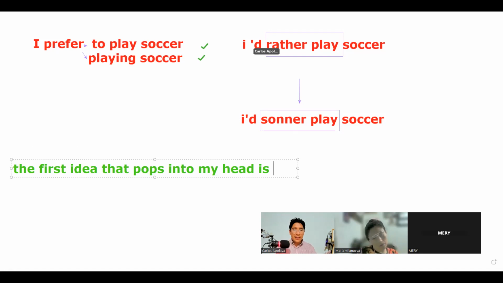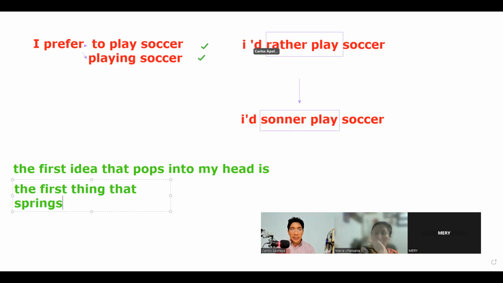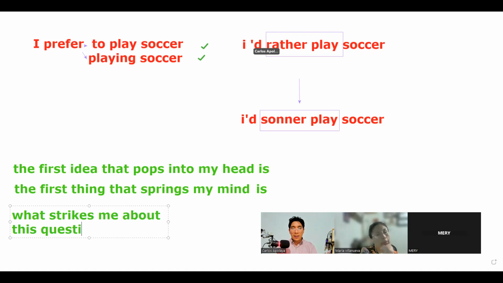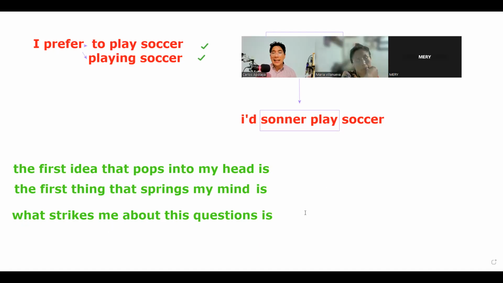También vimos the first thing or idea that springs to my mind. La primera cosa que se me viene a la cabeza. Okay? Or what strikes me about this question is lo que más me llama la atención de esta pregunta. Te pregunto, hey, you know, being a teacher is very easy. You can be a teacher just if you want. And then I say, what strikes me about the question is the fact that. Puedes agregarle the fact that, el hecho que, a todo.